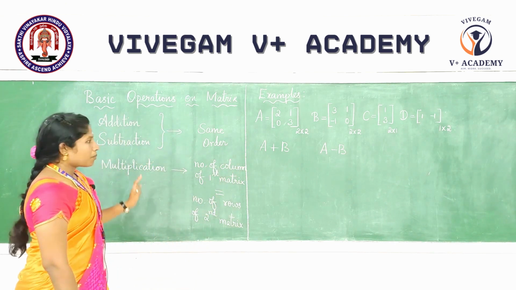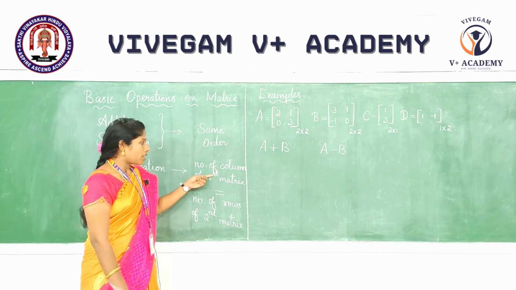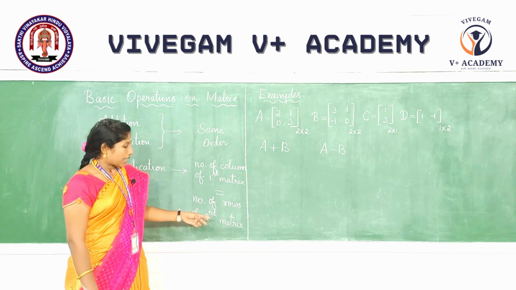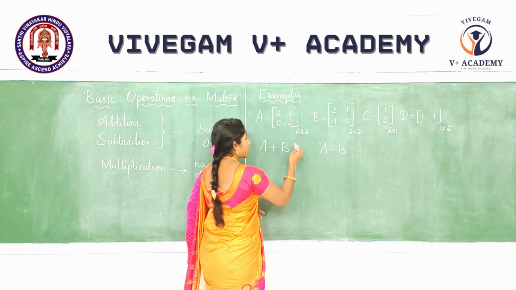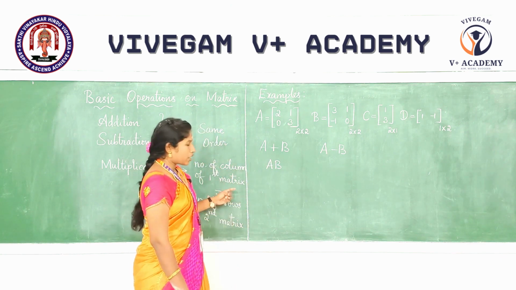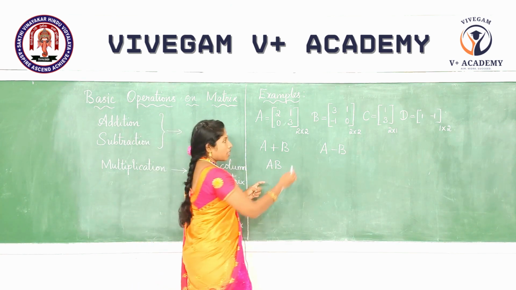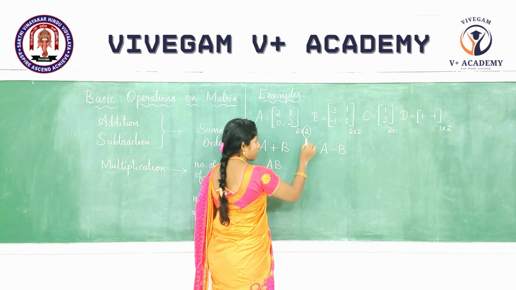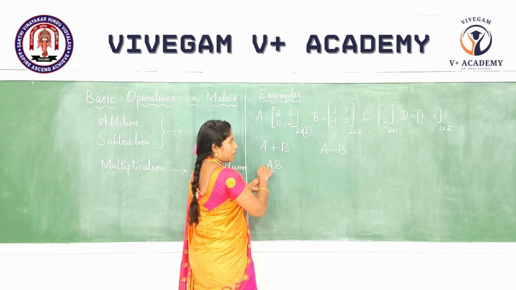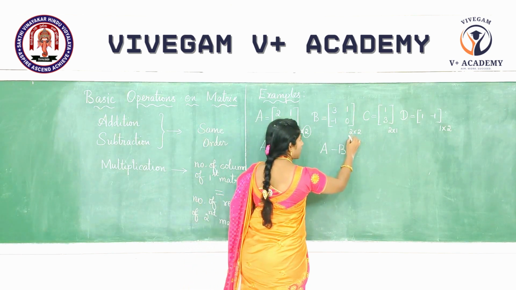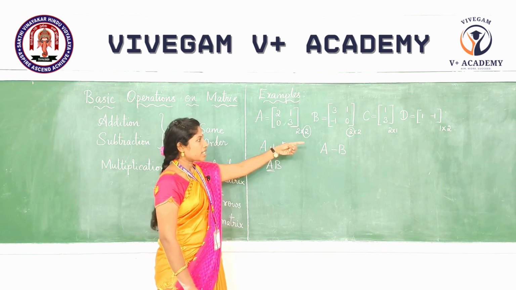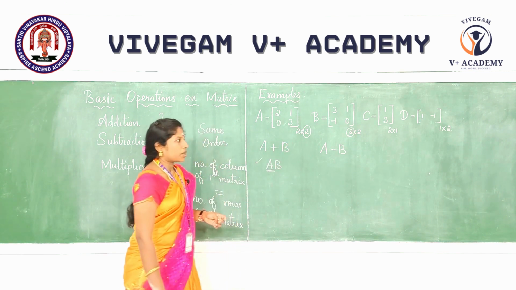And come to the multiplication rule. Here what is the rule we have seen? The number of columns of the first matrix should be equal to the number of rows of the second matrix. So if you are going to do the product of the first two matrices A and B, the condition should be satisfied. Check the condition. The number of columns of the first matrix, here the first matrix is A, should be equal to the number of rows of the second matrix B. Whether they are equal, yes, it is equal. So we can do the product AB.